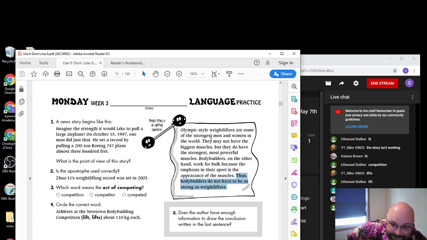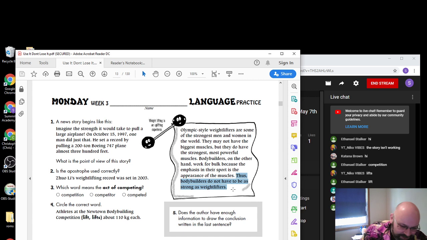We're working through it. So this one: Olympic-style weightlifters are some of the strongest men and women in the world. They may not have the biggest muscles, but they have the strongest, most powerful muscles. Bodybuilders, on the other hand, work for bulk because the emphasis in their sport is the appearance of the muscles. Thus, bodybuilders do not have to be as strong as weightlifters.